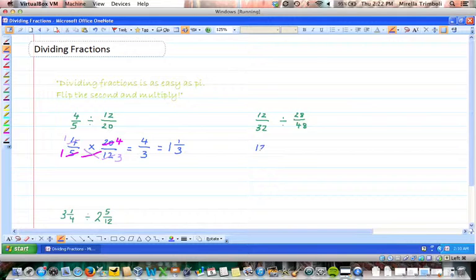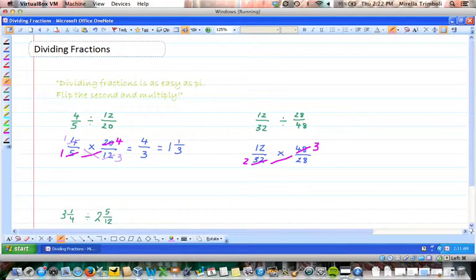We keep the 12 over 32. We change the divide into a times. And we flip the second. So 48 over 28. Now let's take a look at simplifying the diagonal. So if we take a look at the 32 and the 48, what goes into both of those? There's quite a few numbers, but the biggest is 16. So 32 divided by 16 is 2. 48 divided by 16 is 3.